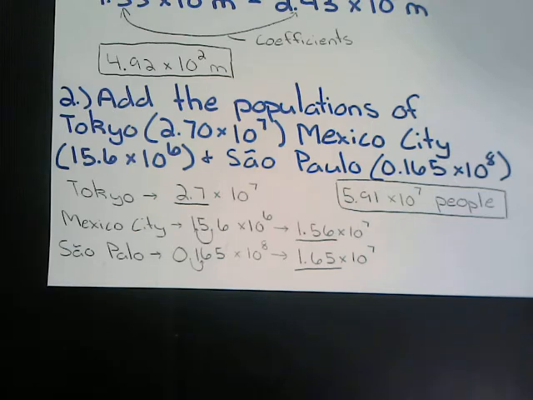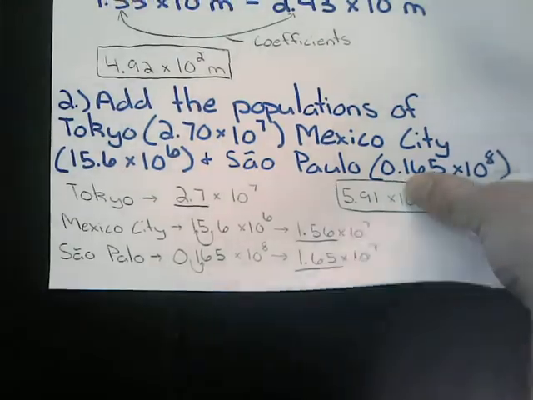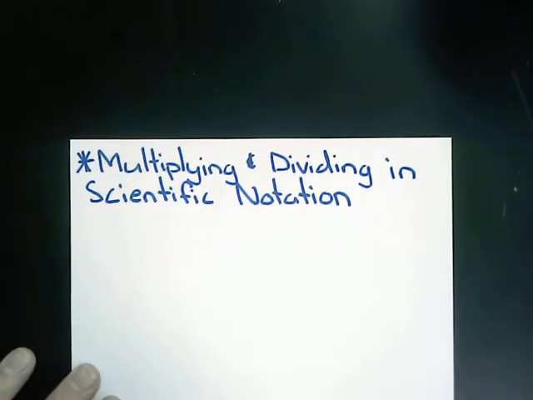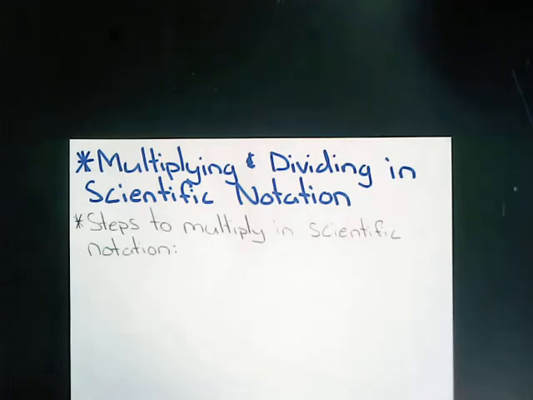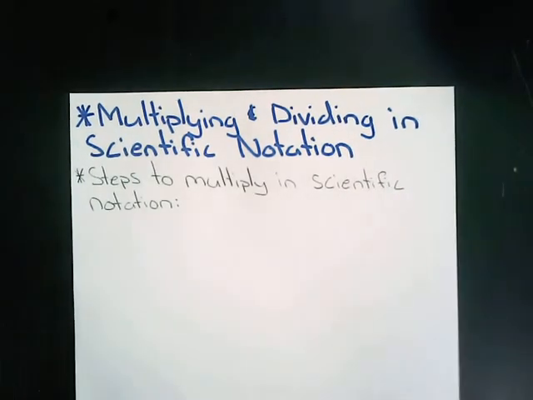All right, so let's go into our rules on multiplying and dividing in scientific notation. Okay, so we actually need to split our rules for multiplying and dividing in scientific notation. So we start out here with our steps to multiply in scientific notation. The first step is a real simple step, and that's just multiplying the coefficients or the numbers out in front of your scientific notation.